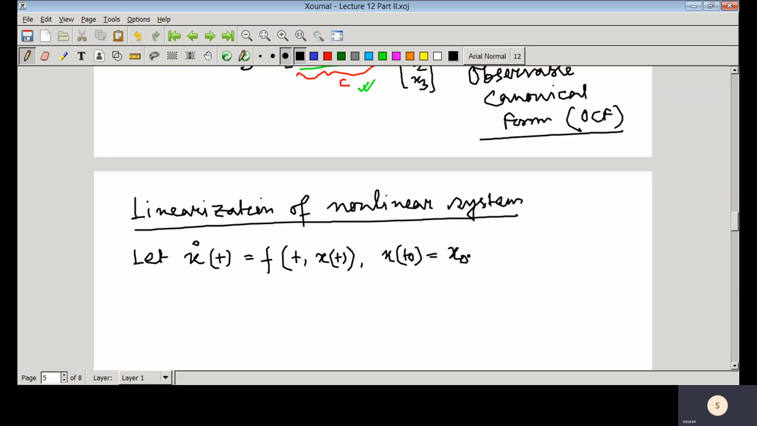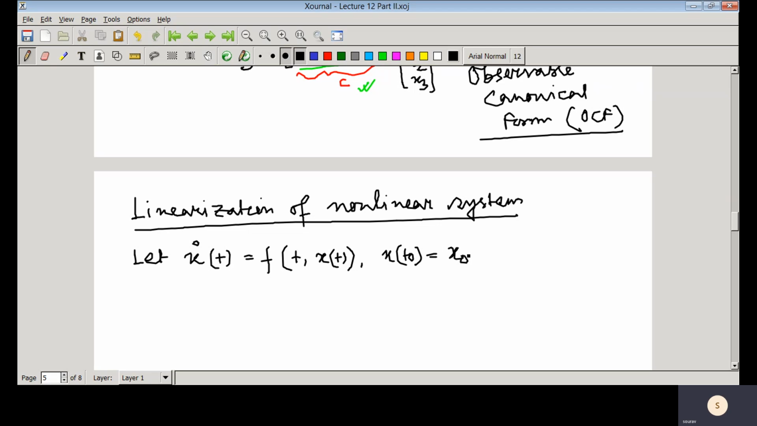Because at that point the derivative of all the states would be equal to 0, and at that point, if it is stable, then it would stay there. If it is an unstable point, whenever you apply some inputs or give some perturbation, the system would be shifted from that point to some other point. So that is the concept of nonlinear system stability. I'll be discussing those things later.